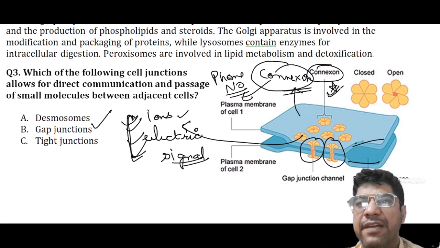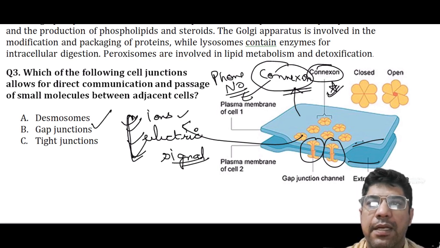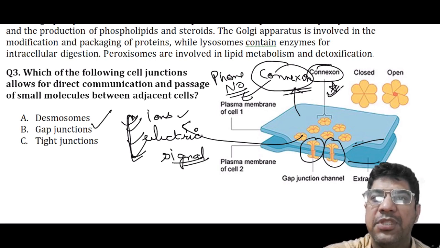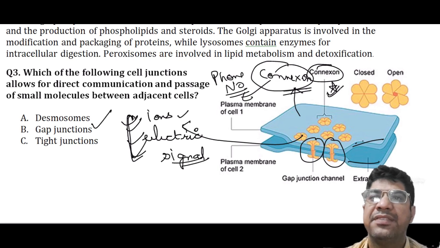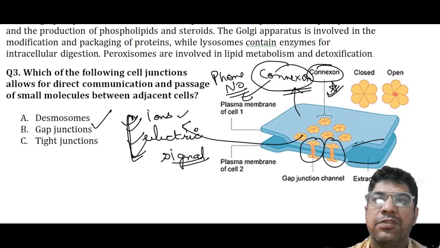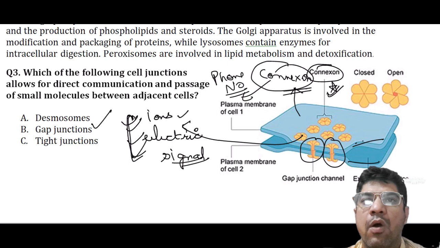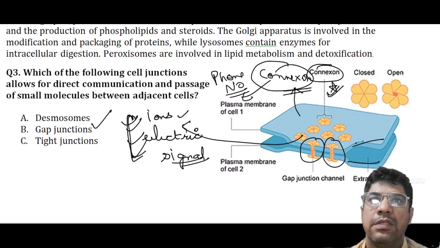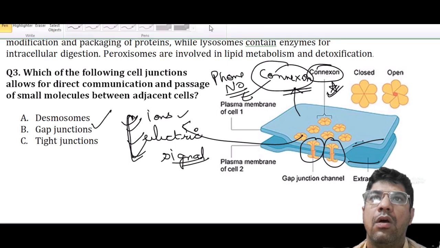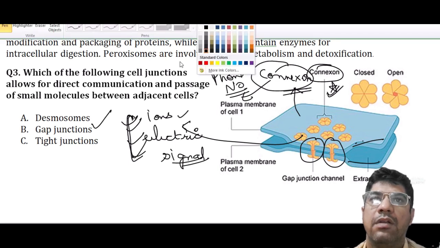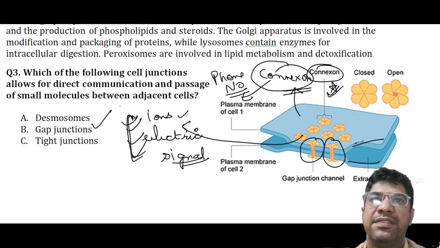So these are just like walkie-talkies that allow cells to directly talk to each other. So gap junctions help with the transmission of electric signals between the nerve cells. They also let molecules and ions pass between the cells. The cell junction that allows for direct communication and passage of small molecules between adjacent cells is the gap junction.